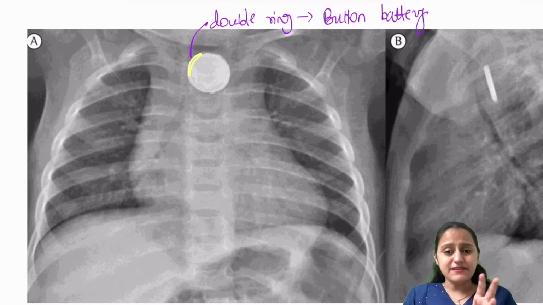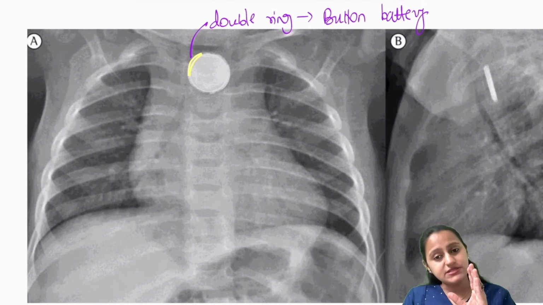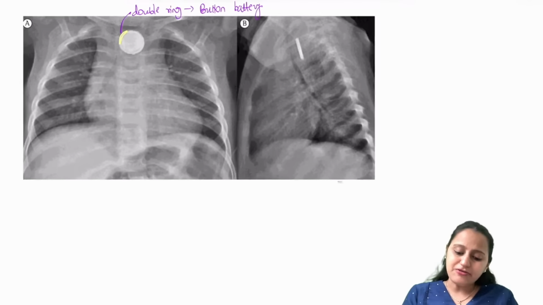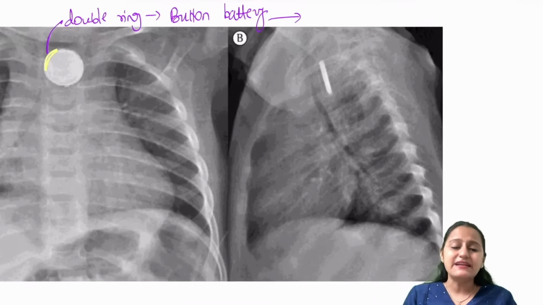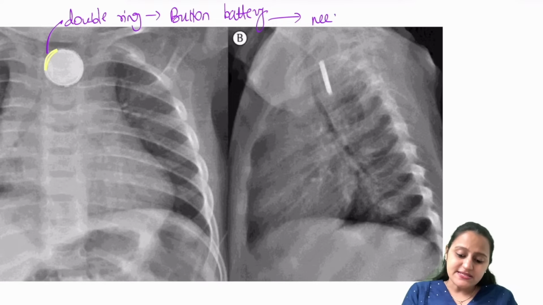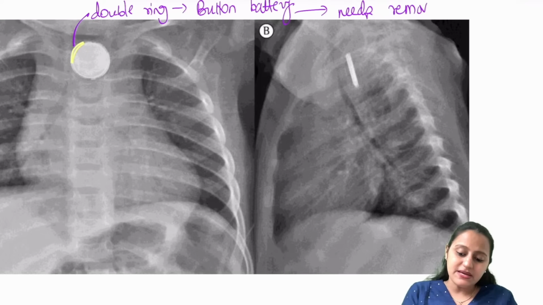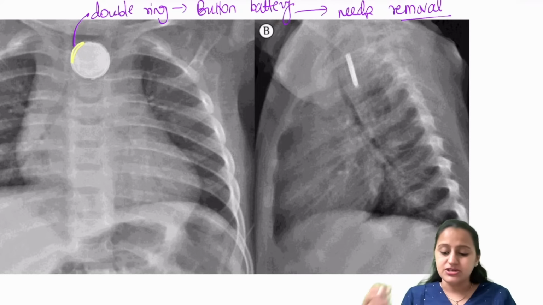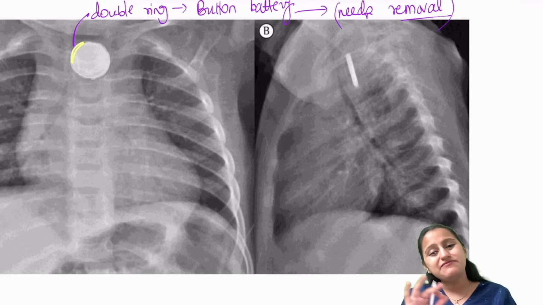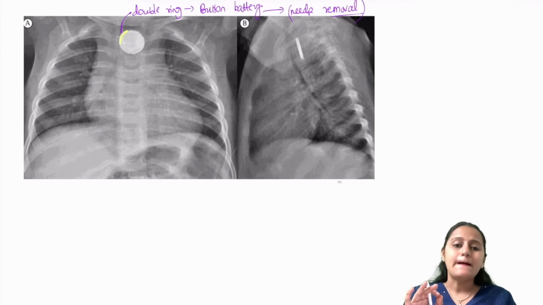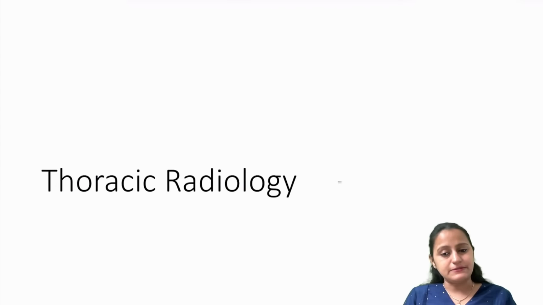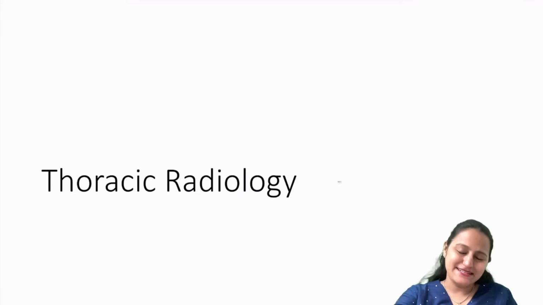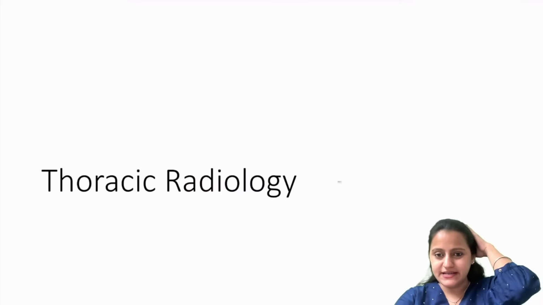Now, the difference in the management of coin in esophagus versus the button battery is that the button battery has the corrosive, alkaline fluid present in it. So this needs immediate removal, even if the patient is asymptomatic, because that fluid will cause esophageal perforation. While if it's just a coin in the esophagus and asymptomatic, you can wait and watch, but not for a button battery. That's another favorite, asked in the exam many times.